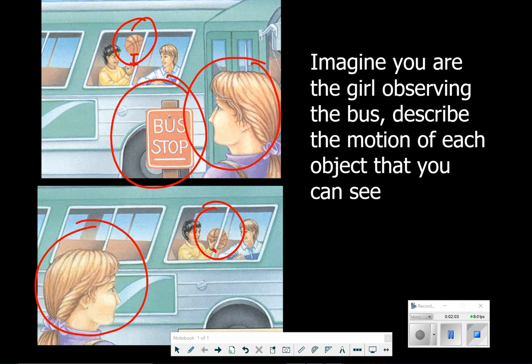So we know that the ball dropped. We know that the bus is moving. We don't really know which way. We don't know what else is going on, but we know those two things have happened. Now, remember, motion is how things change relative to each other. So again, you must be able to measure those changes.